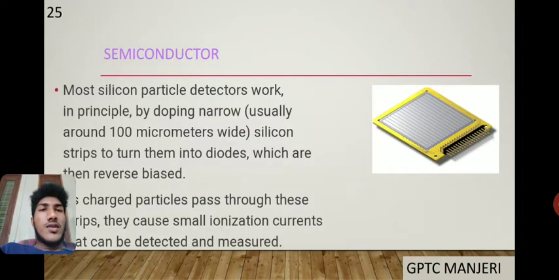Next we are going to the semiconductor. Most silicon particle detectors work in principle by doping narrow silicon strips to turn them into diodes, which are reverse biased.